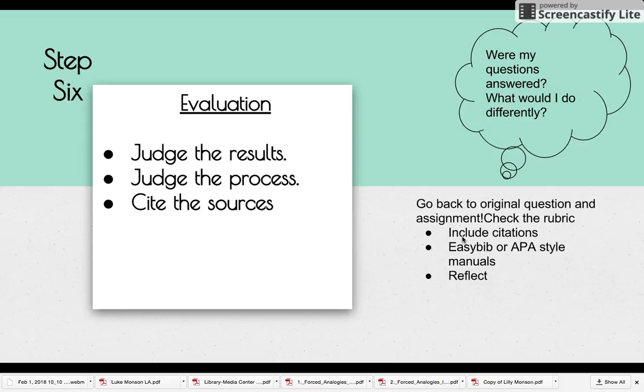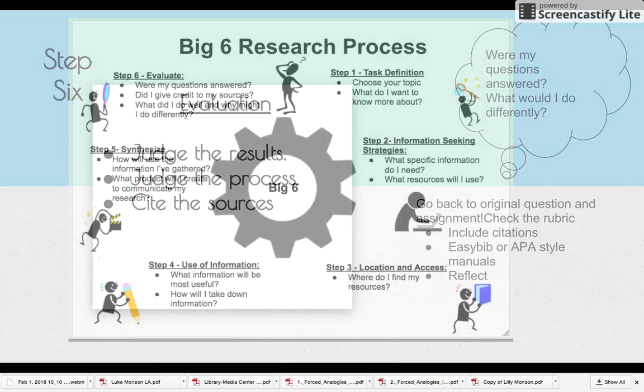Make sure you include where you found your information from. You can use sources like EasyBib or APA style manuals, Purdue OWL. Different ways can show you the specific way to cite your source. Your teacher will give you more detailed information if she wants you to use a specific style. And finally, it's important to reflect. Did I answer my original question? Was this a good learning process for me?